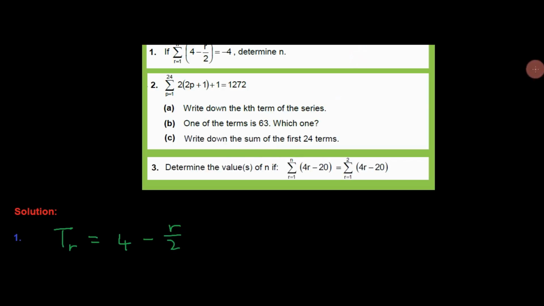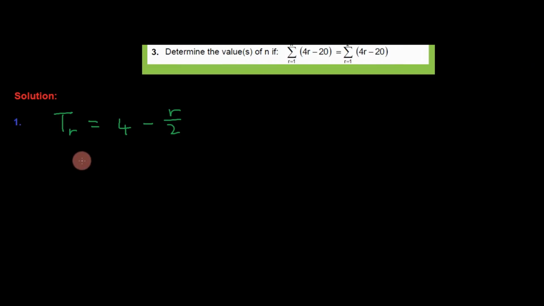Now we can find the first 3 terms. So term 1 is 4 minus 1 over 2, which is 3,5.